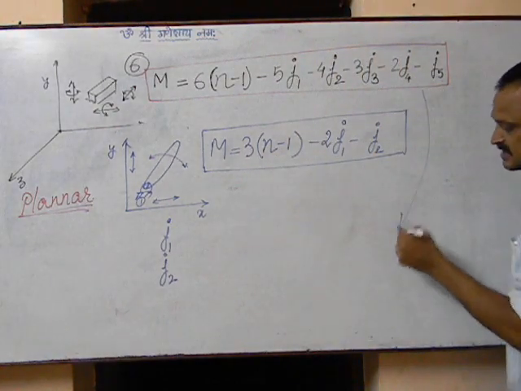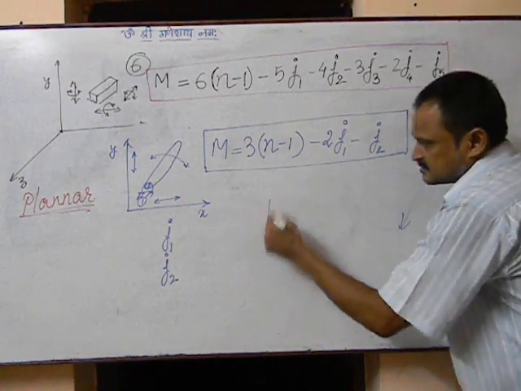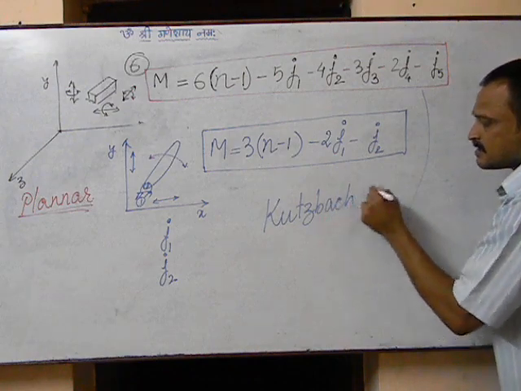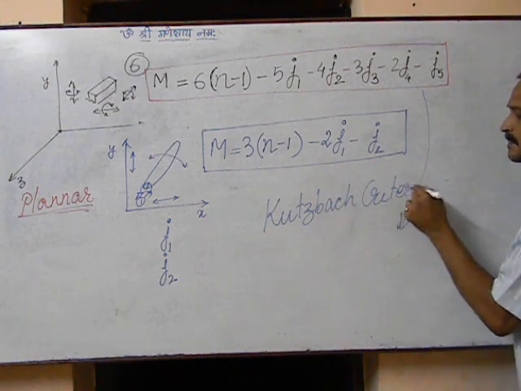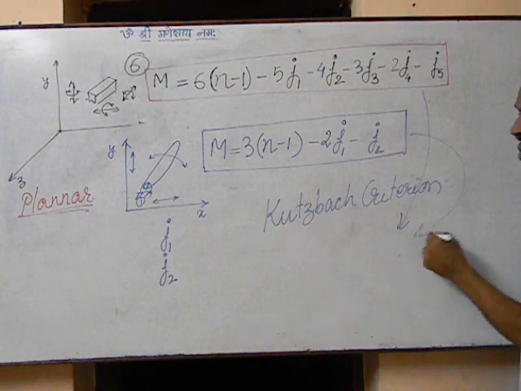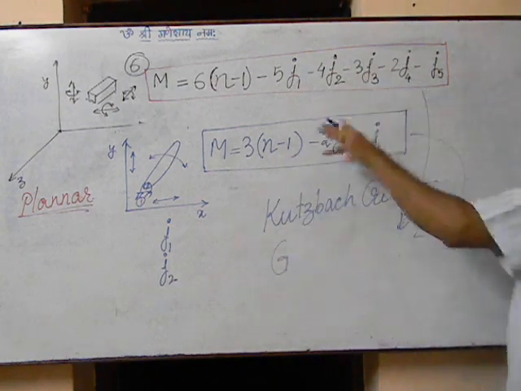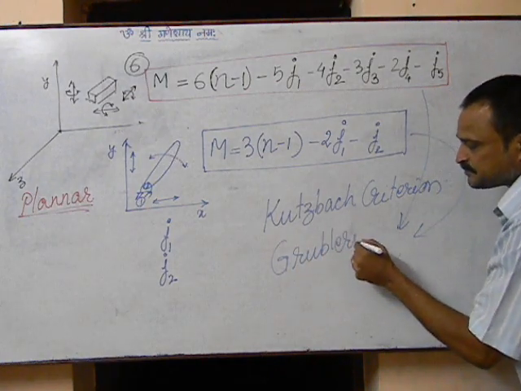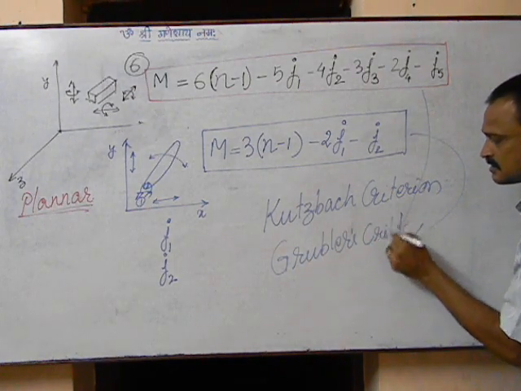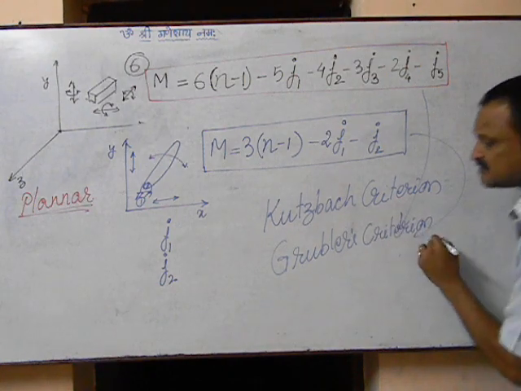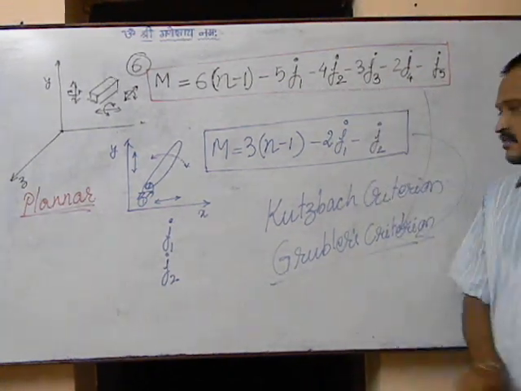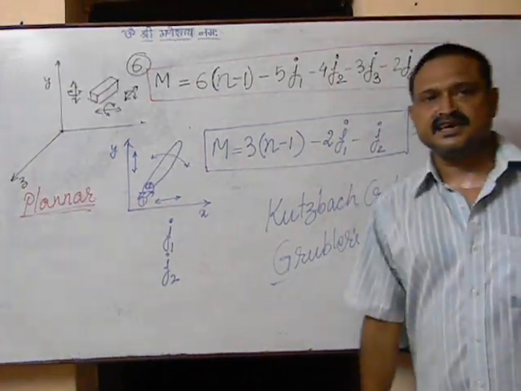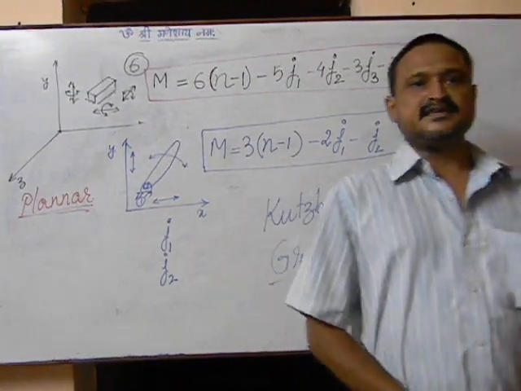And this criterion, if you see in space, is called the Kutzbach criterion, and in planar conditions this expression is also called the Grübler's criterion. Now we will talk more elaborately on the Grübler's criterion in the next session. So that is all in this session.